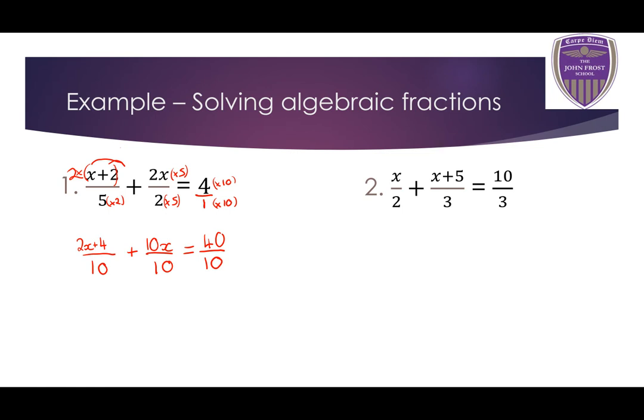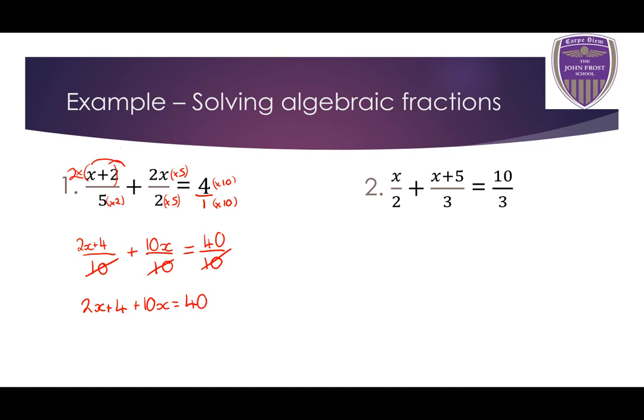Now, when we have an algebraic equation like this, and all of the letters and numbers are over the same denominator, we can actually just get rid of the denominator, like so. Okay, we can multiply everything by 10. We can just get rid of that bottom there. Okay, and then what we're left with is 2x plus 4 plus 10x is equal to 40.